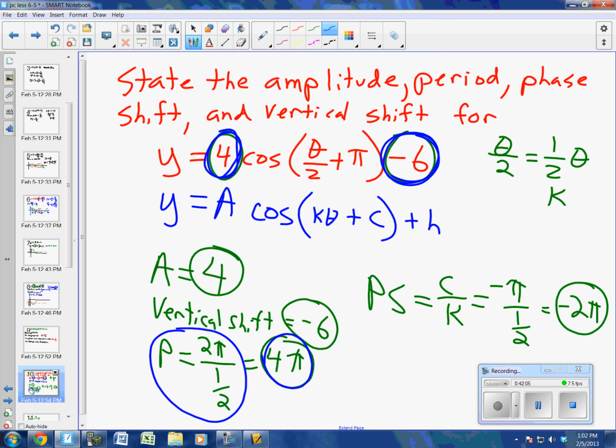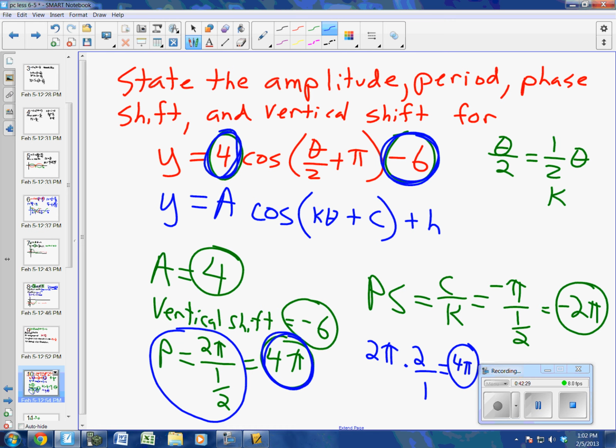Do you understand that? You take the bottom fraction. What's the bottom fraction? You invert it. What does it mean to invert? Flip it over and times it by, so it's 2 over 1. What's 2 pi times 2? 4 pi. Got it? Okay, so there's the period.